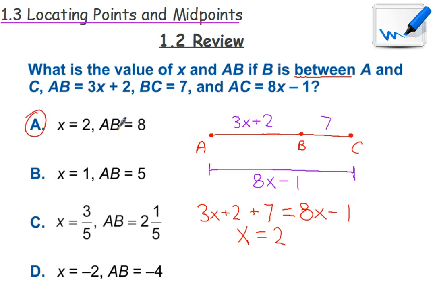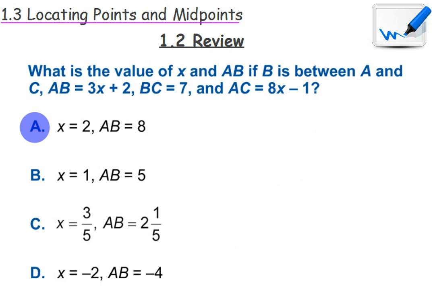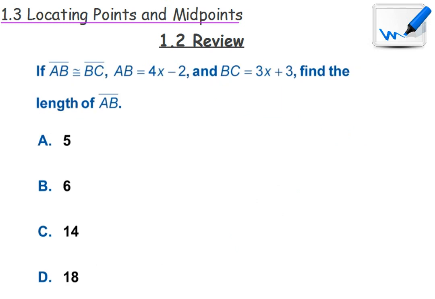It wanted you to solve for AB. So in order to do that, take your x value 2, substitute that back in for x right here at segment AB. So we're doing 3 times 2, which is 6, plus 2, and that's how they get 8 for segment AB. All right, nice job, guys. If you got A, great job. Let's try another one. If you want to pause this, go ahead.